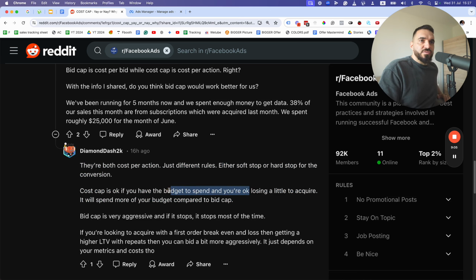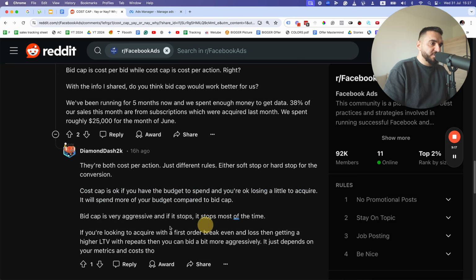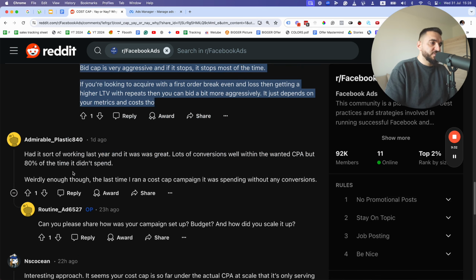I think he's trying to say that cost per result will be more expensive and it will spend more money. And I totally agree. This is the case for me as well. Bid cap is very aggressive, and it stops most of the time. If you're looking to acquire with a first order break even or loss, then getting a higher LTV with repeats, then you can bid a bit more aggressively. It just depends on your metrics and costs too.